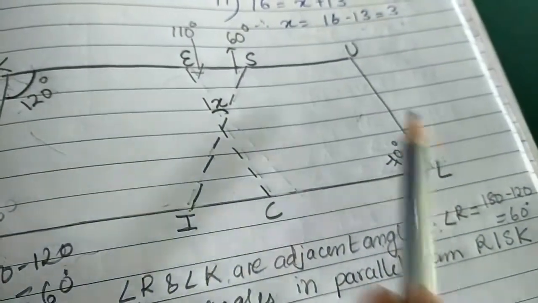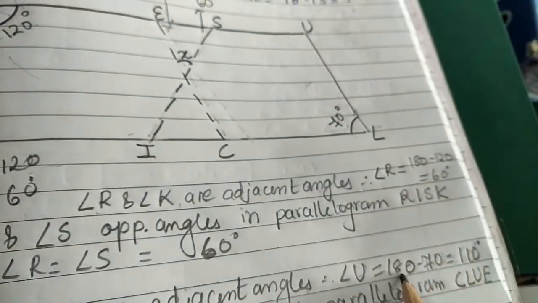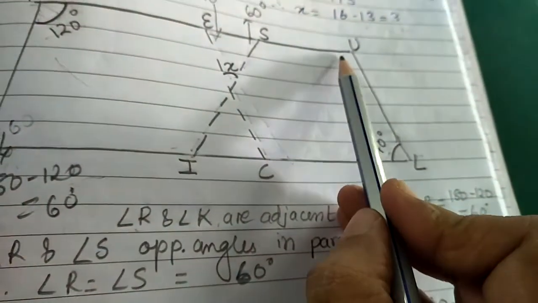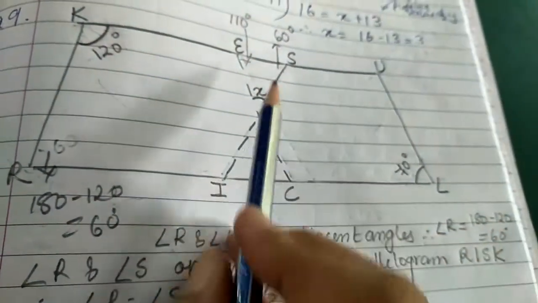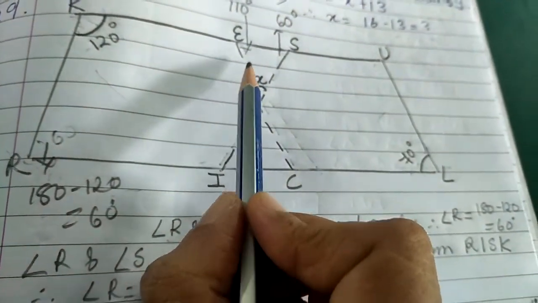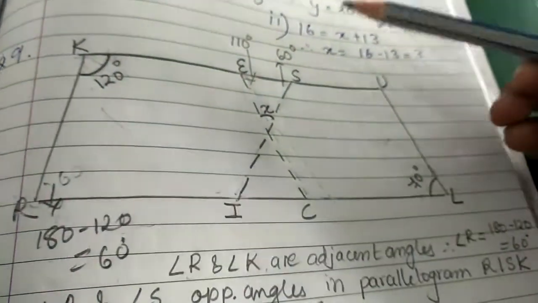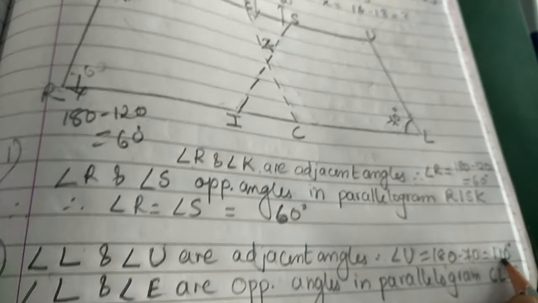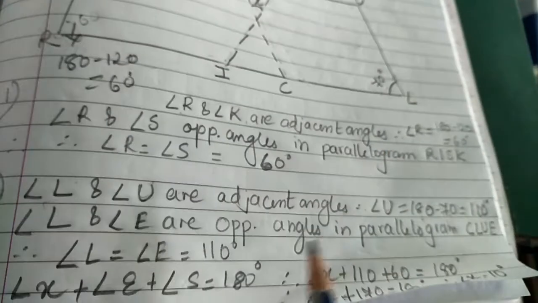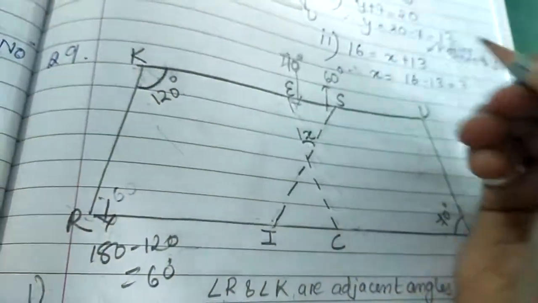Now similarly L and U are adjacent angles. So U will be 180 minus 70. So here this will be 110. Now because this is 70, this will also be 70 because they are opposite angles. This is 110, this is 70, so this also will be 180 minus 70, that is 110. Now L and E are equal, they are opposite angles of the parallelogram, so this will also be 70.